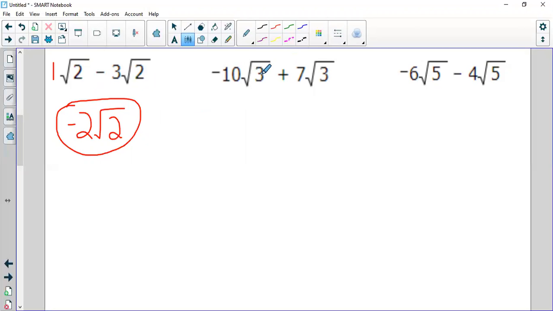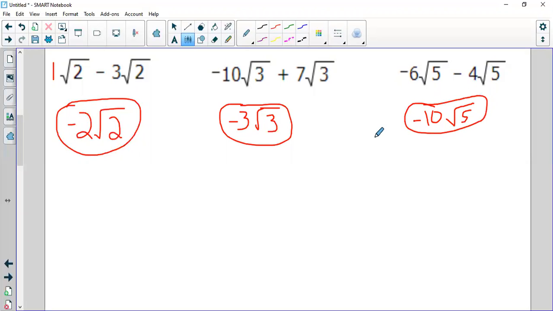Negative 10 square roots of 3 plus 7 square roots of 3. Well, combine your coefficients because you have like terms. So you've got negative 3 square roots of 3. Don't change what's inside that radical when you're adding and subtracting. Keep it the same. It's not a multiplication problem now. And negative 6 radical 5 minus 4 radical 5. Combine those coefficients, and you get negative 10 radical 5. When your radicals are already like terms, it's pretty easy.